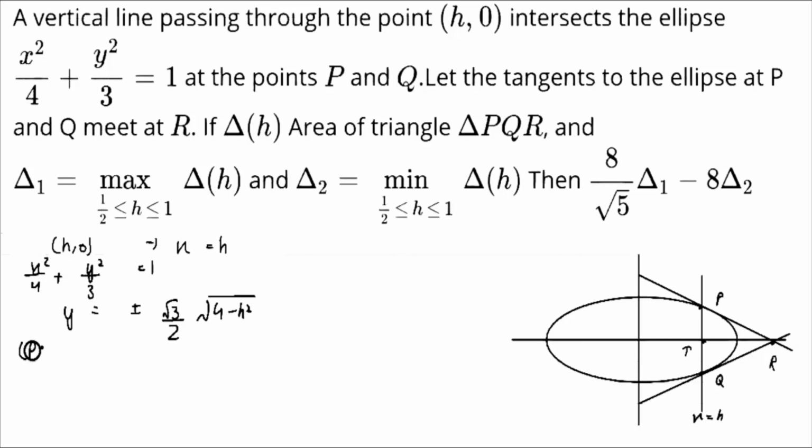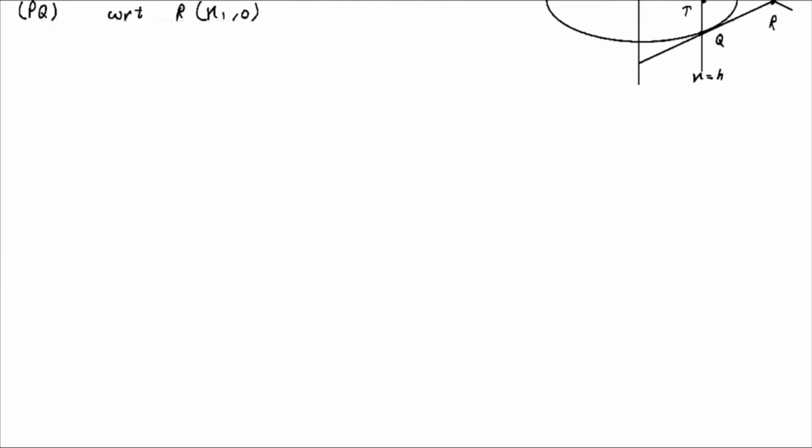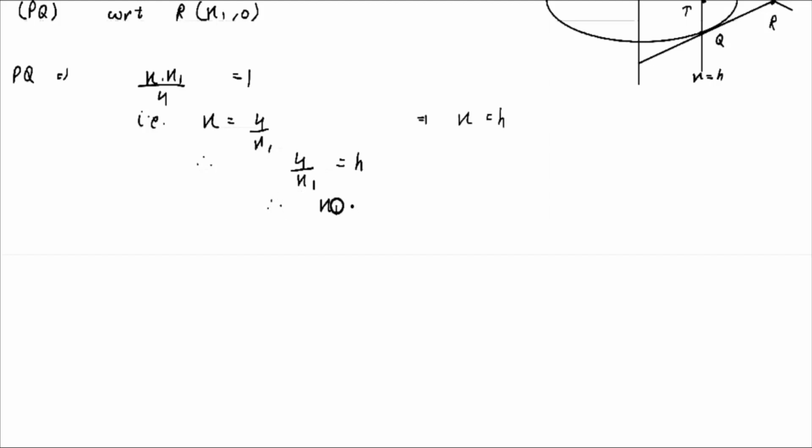Now we know that PQ is the chord of contact with respect to the point R. So if we take the point R to be x1, 0, then we can write the equation of PQ as x into x1 divided by 4 equals 1. That is x equals 4 upon x1. But we know that the equation of PQ is x equals h. So from both these equations we get 4 upon x1 equals h. Therefore, the value of x1 will be equal to 4 upon h.